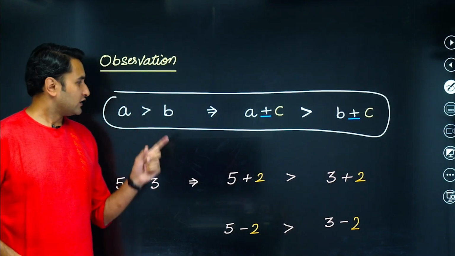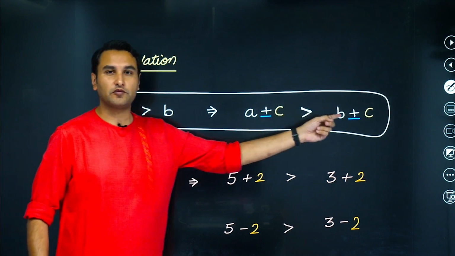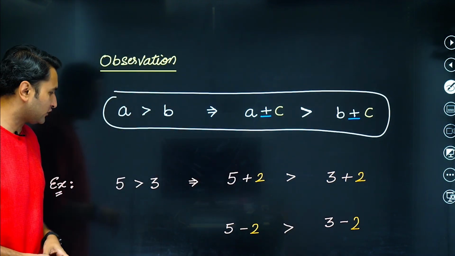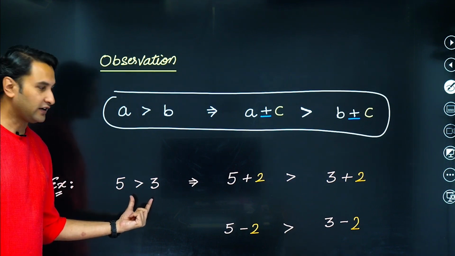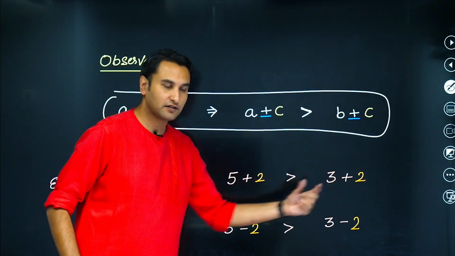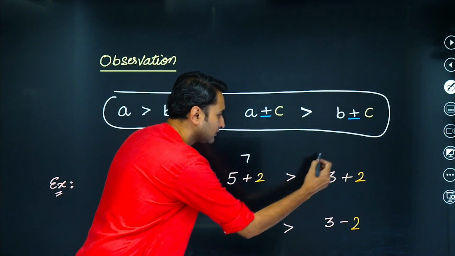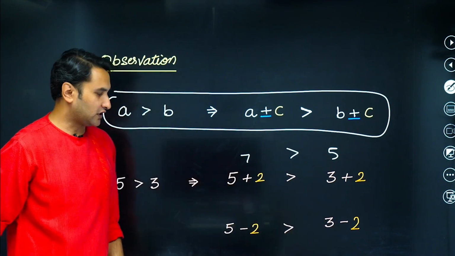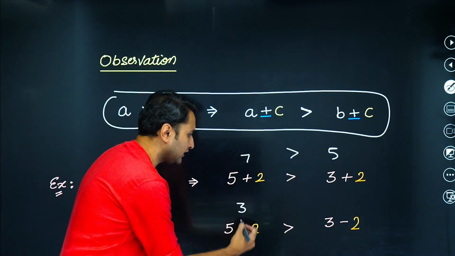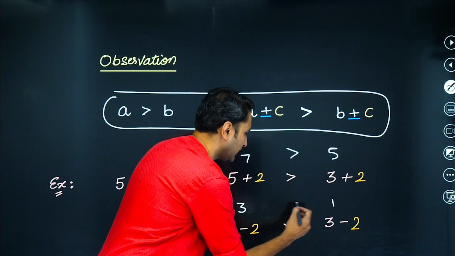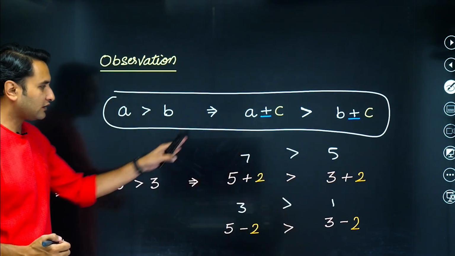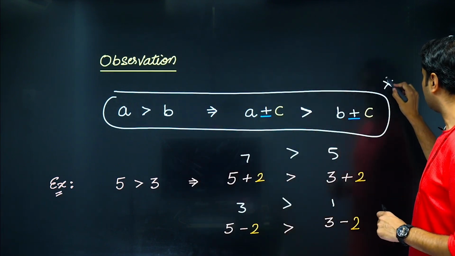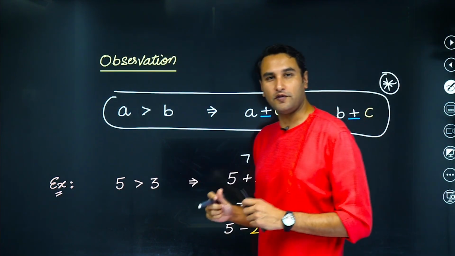So what have we seen? If A is greater than B, if I add or subtract the same amount on both the sides, the inequality does not change. You can see with an example as well. Say 5 greater than 3, right? If I add 2 on both the sides, what will become? 7, 5, inequality remains the same. Subtract 2 on both the sides, 5 minus 2, 3, 3 minus 2, 1. Inequality still remains the same. Greater than remains greater than, right? So this is your property number 1. Note it down, this is your property number 1.